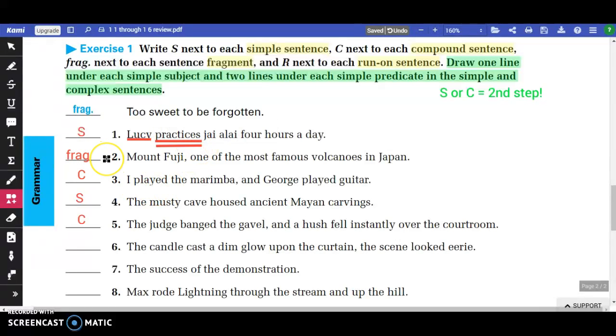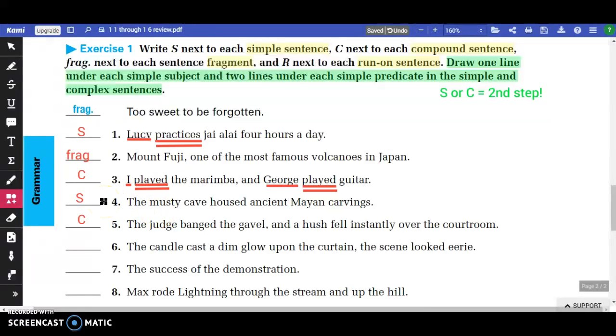The second one is a fragment. There's no second step. 3 is a compound sentence. And it's about I. That's the subject. And what I did was I played the marimba. So played is my simple predicate because it's my verb. Also, George is the subject of the second part of that compound sentence. So we underline George once because he's my subject, he's the noun, and the simple predicate for George is played. That's the verb. That's what George did.